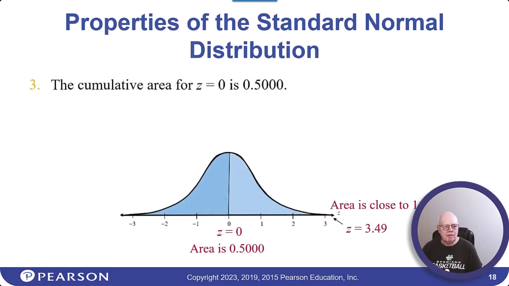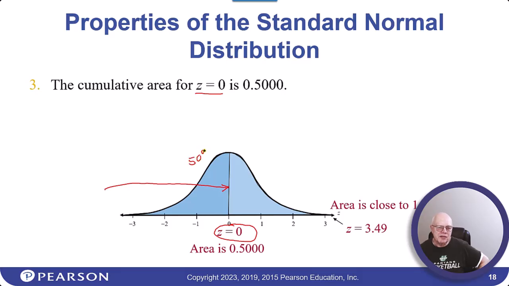Some tips. Cumulative area for z equals 0. Where is z equals 0? Right in the center at the mean. Now what's the cumulative area? That means all of the area until you get to that center point. Since it is symmetric, the right side and the left side have the same area. So this left side encompasses 50%, and the right side has 50%.